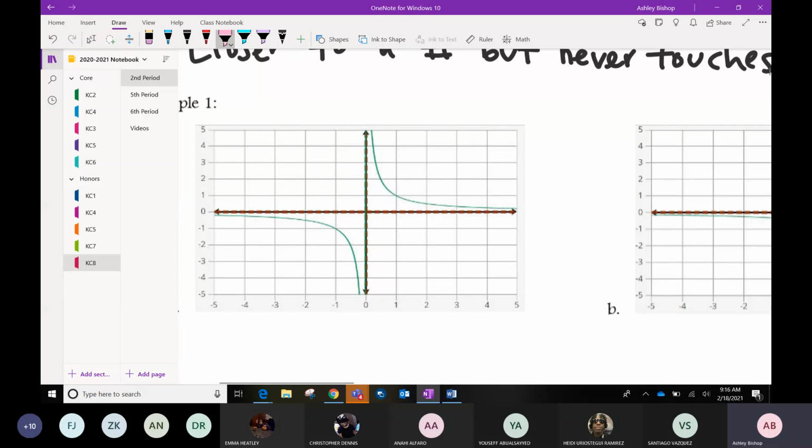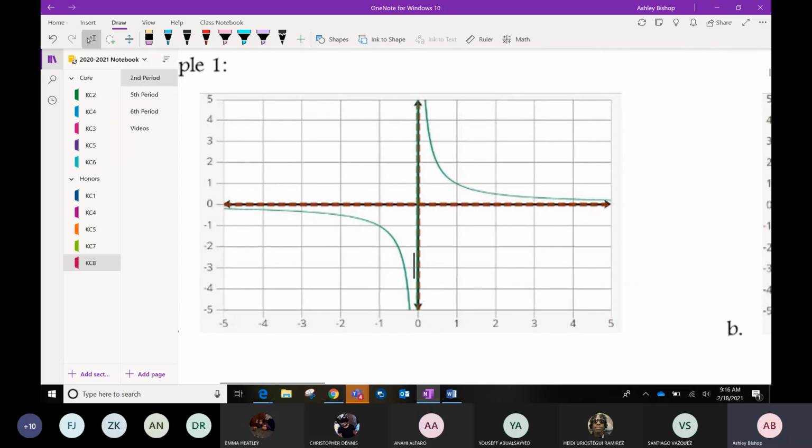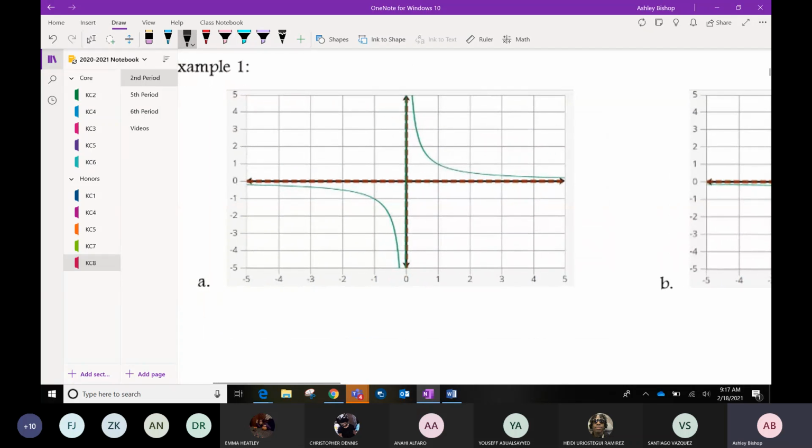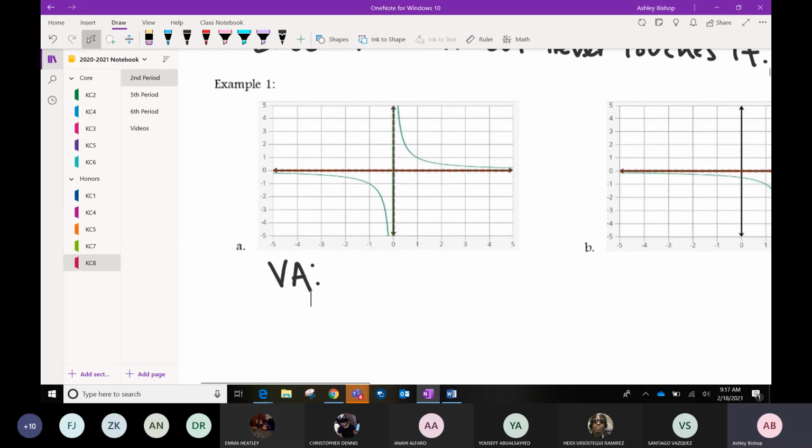So this is where my graph is. This green thing is my graph. Here are my X and Y axis. And so the question says, find your vertical and your horizontal asymptote. So my vertical asymptote and my horizontal asymptote. VA for vertical asymptote and HA for horizontal asymptote.